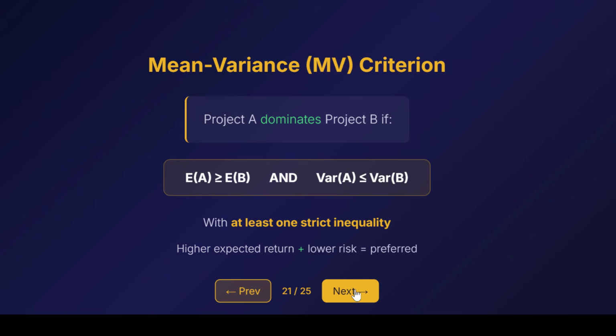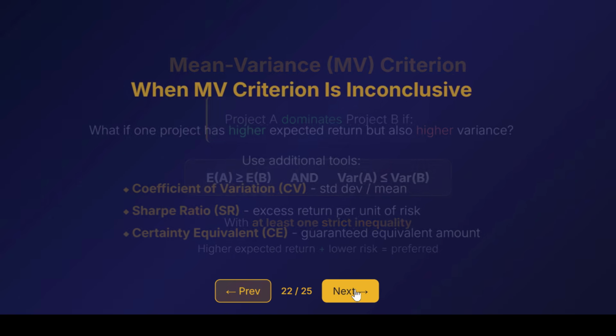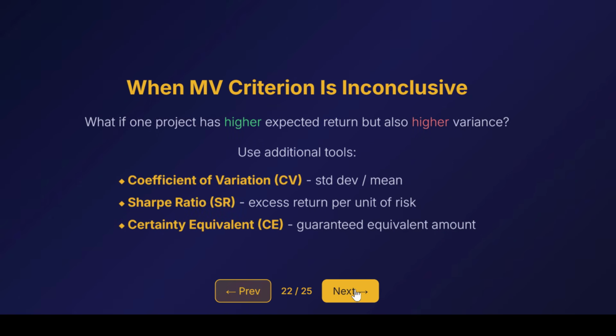Key takeaways. First, firm value equals operating value plus non-operating assets. Second, stock price equals firm value minus debt, divided by the number of shares. Third, WACC is the weighted average of all financing costs and serves as the default discount rate. And finally, the mean variance criterion aims to maximize expected return while minimizing variance.